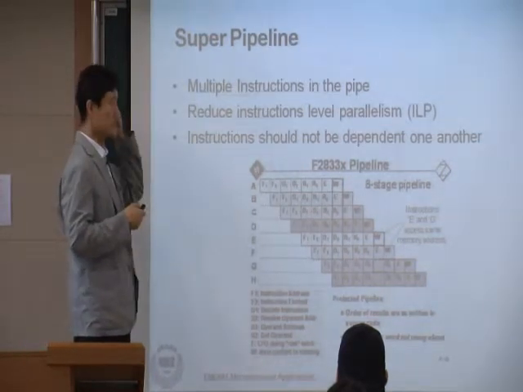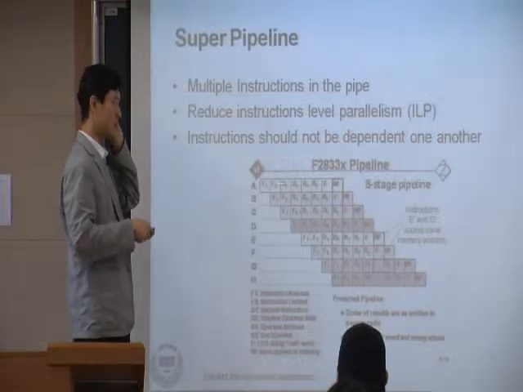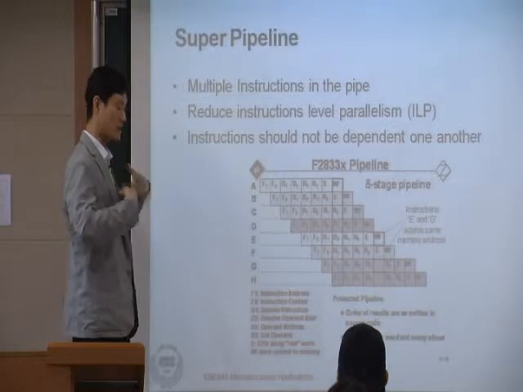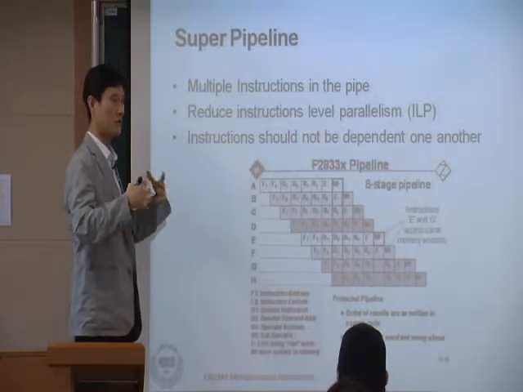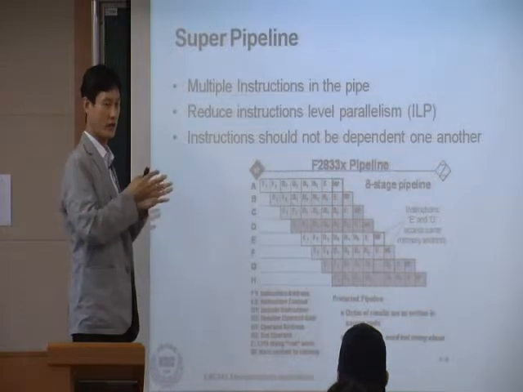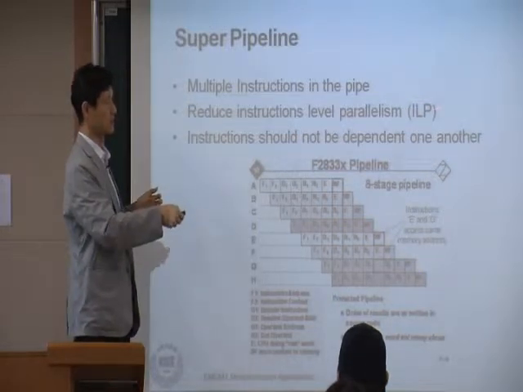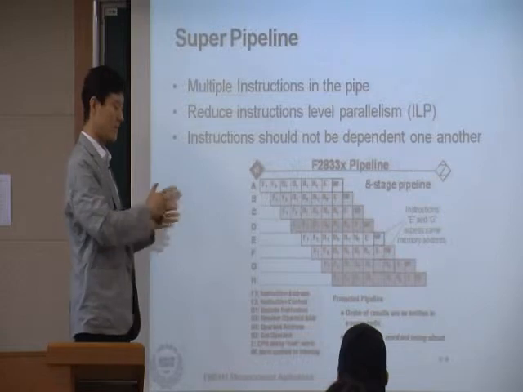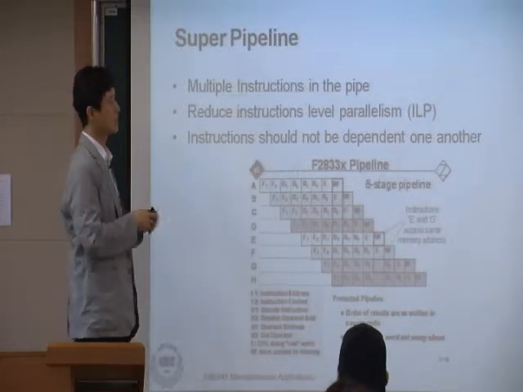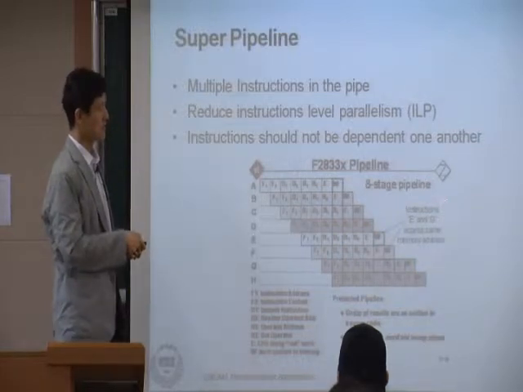So the benefit of this is that since you have more instructions in the pipeline, you can actually execute more instructions in parallel, right? So performance is higher, and that's called parallelism. You have many things in parallel, so you increase the parallel instructions. So that's a nice thing about this.